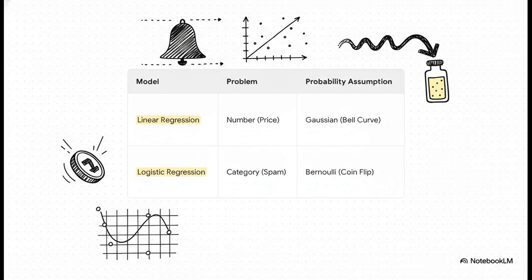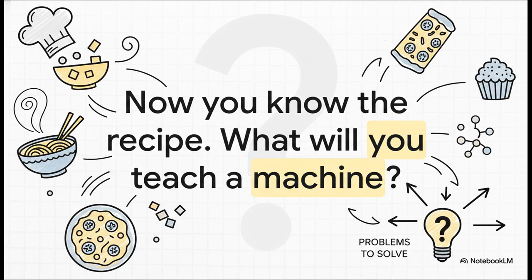It's incredible. So it turns out that underneath all the seemingly complex math of machine learning, there's this really elegant and simple structure hiding in plain sight. If all these powerful algorithms are just different dishes made from one core recipe, it really makes you think, now that you know the basic ingredients, what's the next problem you'd want to teach a machine to solve?